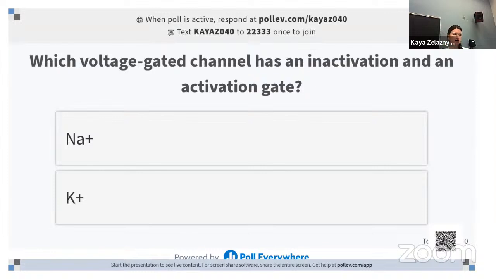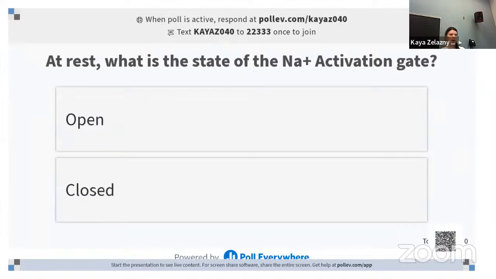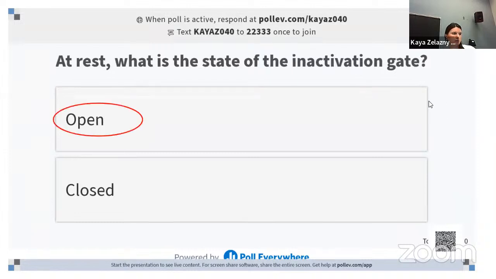As we think about these, we want to be able to tell them apart. So if we mention an inactivation gate or activation gate, we're talking about our sodium channels. At rest, the inactivation gate, excuse me, is going to be open. The activation gate is closed.